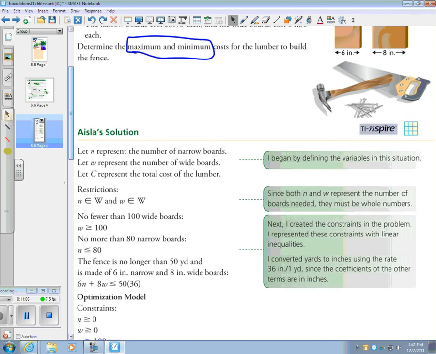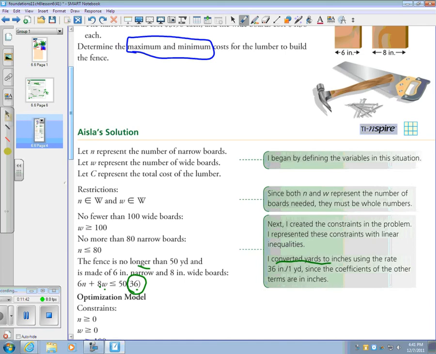There's no fewer than 100 wide boards. w has to be greater than or equal to 100. There's no more than 80 narrow boards. n is less than or equal to 80. The fence is no longer than 50 yards. The fence is made of 6-inch narrows, so there's 6 inches times each narrow and 8 inches times each wide. No longer than means less than or equal to 50 yards. So they did 50 times 36. Where did this 36 come from?